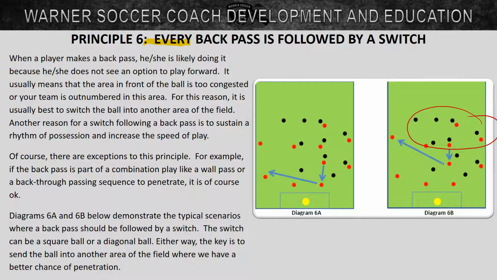So typically when you're playing back, you're telling your team, we can't go forward here. And if we can't go forward here, as the ball comes back, can we find another avenue of attack where there's less pressure? Now, will there be exceptions to this? Yes. A pass back could be part of a combination play to go forward. It could be a pass back where we're now going to bypass the midfield and play over the top a little bit.